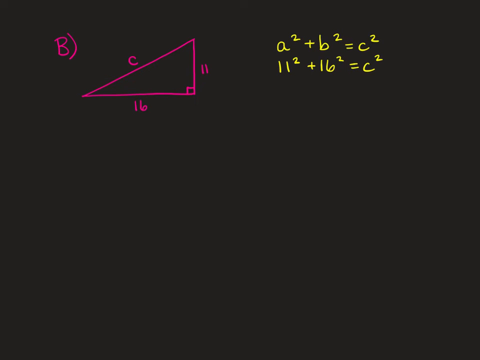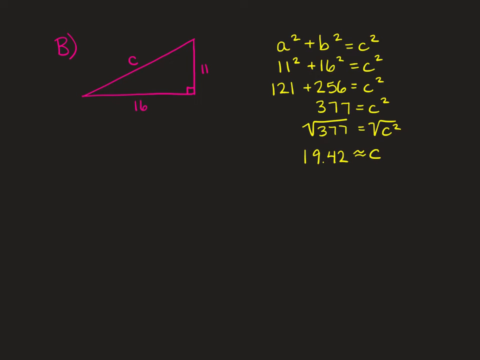Then we will simplify the left side. So we found what each square was on the left side and then added them to get 377 equals c squared. And then last we will find the square root of each side. And we get that C is about 19.42 units, and we're finished.